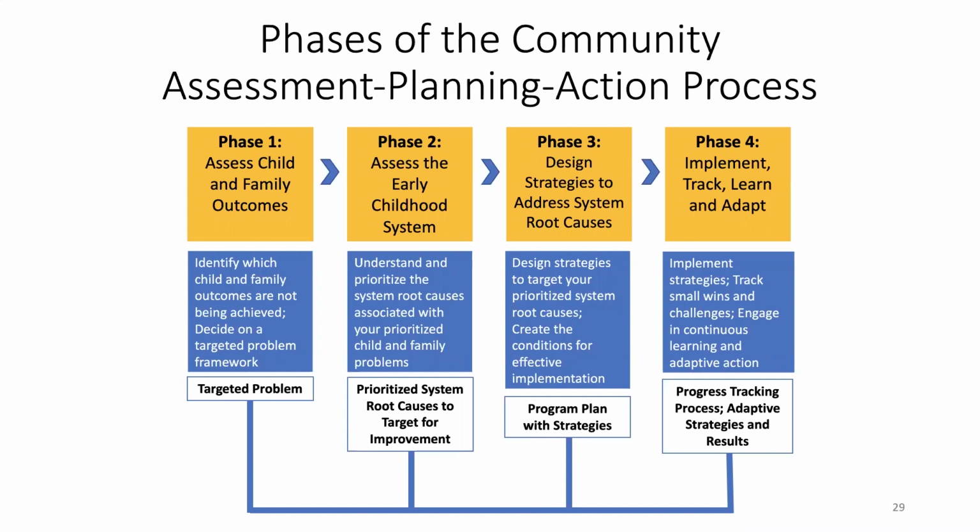So once we have our targeted problem, we know which child and family outcomes are not being achieved, that we really want to work to do better to help support those families and children. In phase 2, we're going to understand how the system is supporting children and families, but also what are the ways that the system isn't functioning or behaving in the ways that are most helpful to children and families experiencing those problems. And so we're going to prioritize those issues before we move into strategy design.